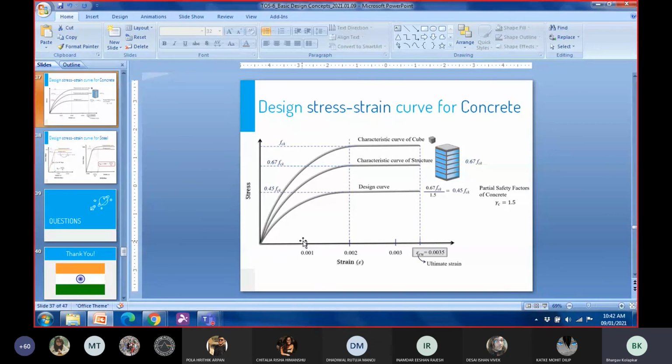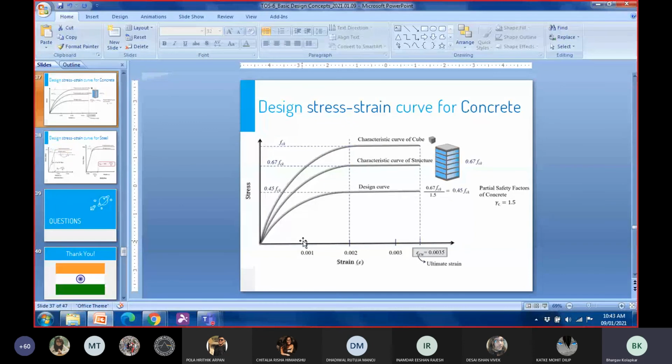Meaning that if I now remove the concrete cube and place the concrete cylinder and start loading, I'll expect it to fail at a value close to 32 megapascals, which is 0.8 times what I got in the cube. So the point being, the strength that we get is a function of size. A cylinder is different from a cube. The dimensions are a little different. So that is called a size effect.